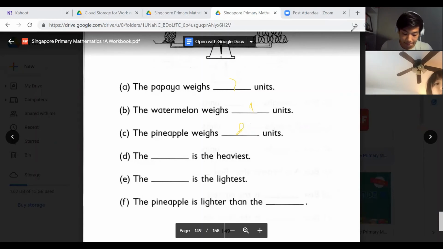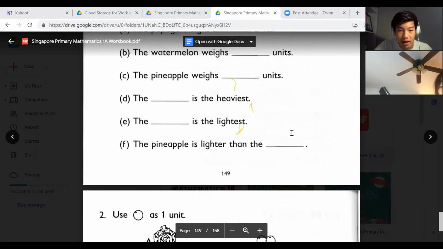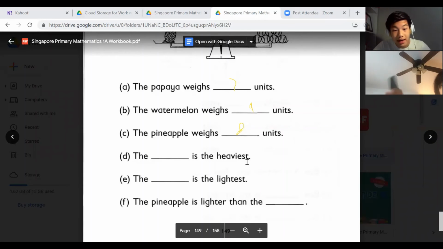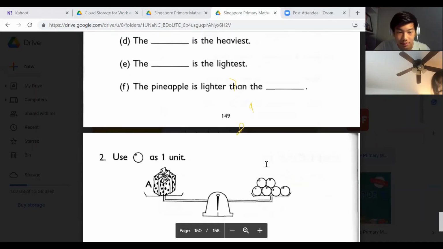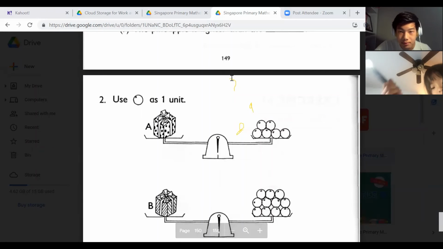The papaya. Perfect. Okay. The pineapple is lighter. Okay, the pineapple is lighter than the what? This one is, I would say, a bit tricky. The watermelon. Perfect. Yeah. Okay.